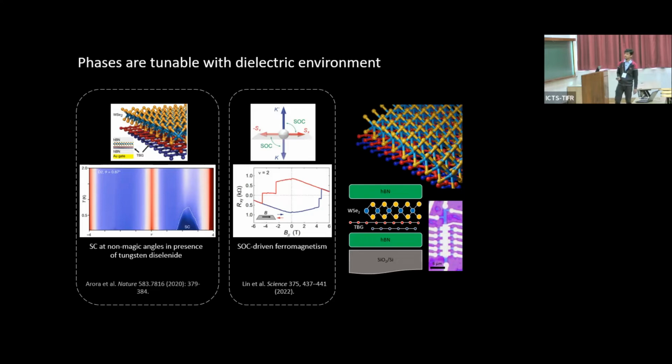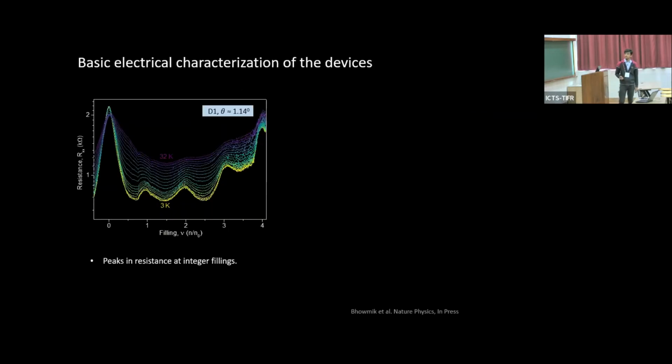So this is the optical image of the final device, because we etch it into a Hall bar, and the measurements are pretty simple. You pass a current through the channel and you measure voltage between 2 points. So just a 4-probe measurement. The basic characterization of the devices starts from here. This is one device.